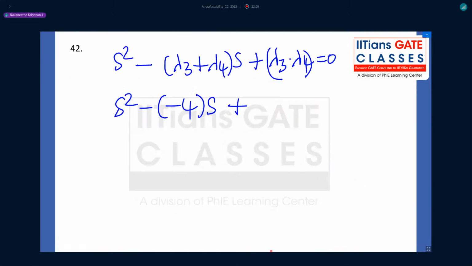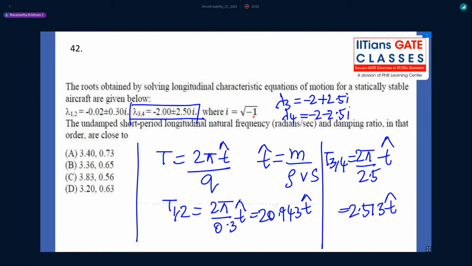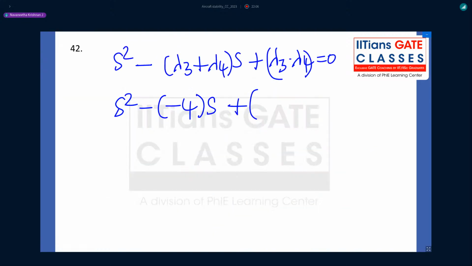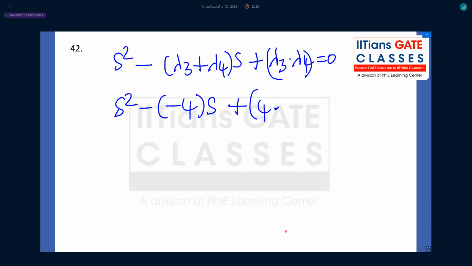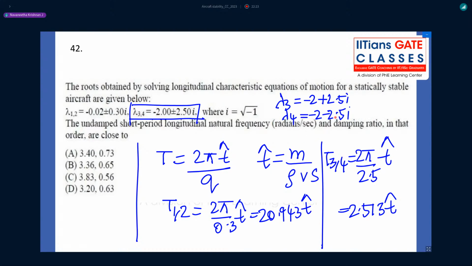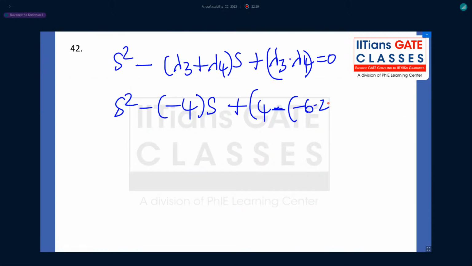So the a square value is minus 2 into minus 2, so it will become plus 4, and minus into 2.5 into minus 2.5, so it will become minus 6.25 equal to 0. So this can be written as s square plus 4s plus, minus into minus will become plus, so it will become 10.25.